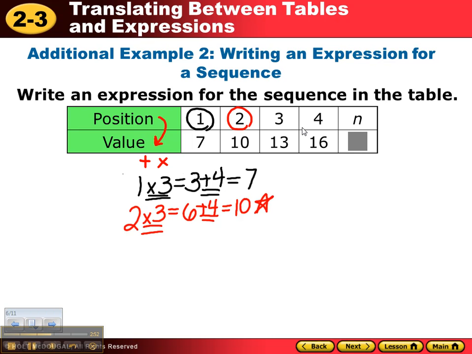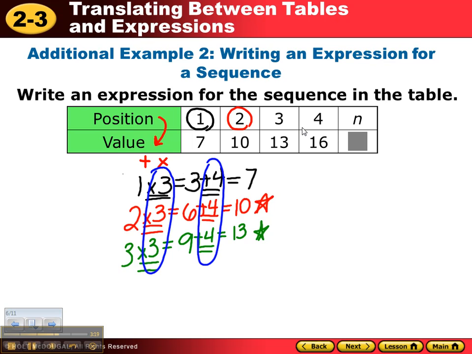I'm going to test out one more time just to double check. So I have 3 times 3, because my rule says to times by 3. That equals 9. 9 plus 4, the second part of my rule, says that's going to equal 13. So that one works out as well. So it looks like I have my rule. What it looks like I'm doing is multiplying my number by 3 and then adding 4 to it.